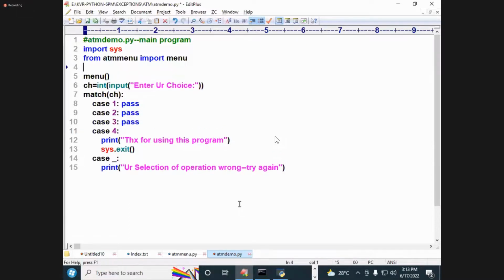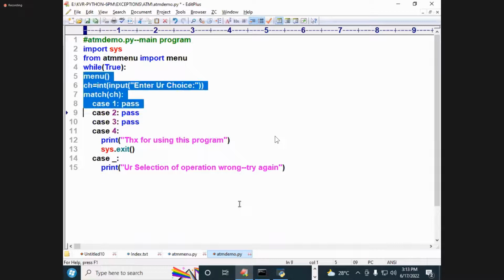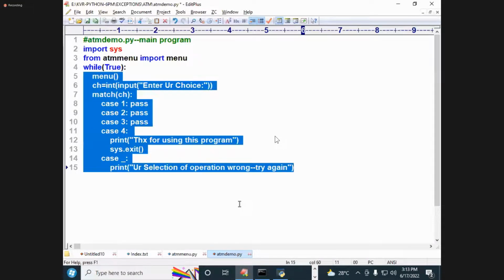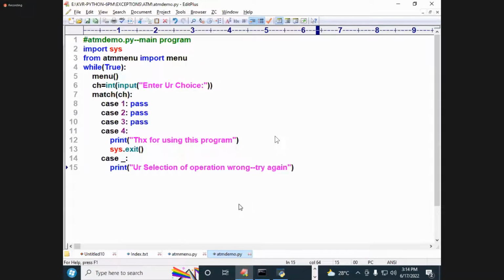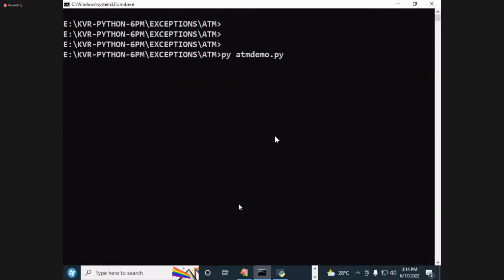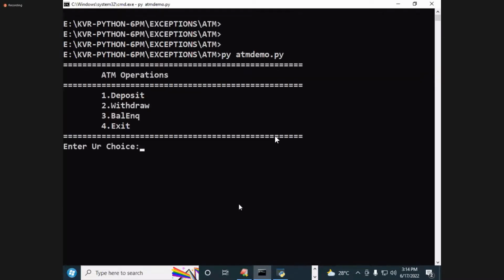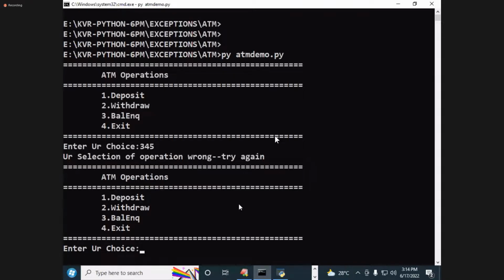True. Excellent. So this code I am writing inside. Well, students, execute now. Enter your choice. 345. Your selection of operation is wrong. And the menu is showing once again. Right. I say something like 4. Thanks for using this program comes out.